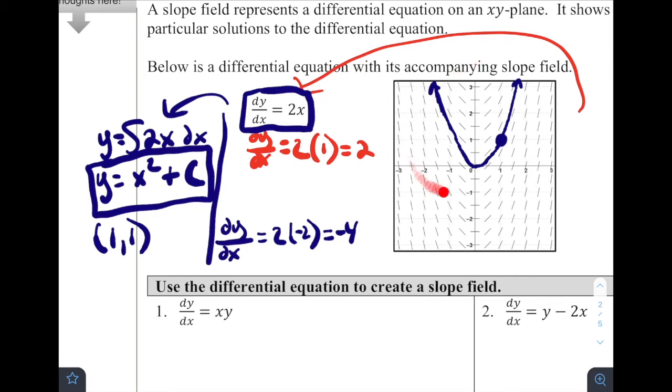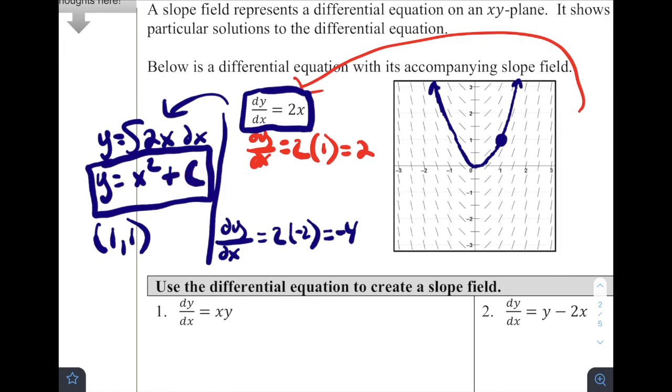But once we sketch this, we can think back to the fact that our function here is x squared plus c, and we would expect that if we graphed x squared plus c, it would in fact be a parabola. So it makes sense that when I follow that slope field, it ends up sketching something of this parabola shape. Now, why is there this plus c?